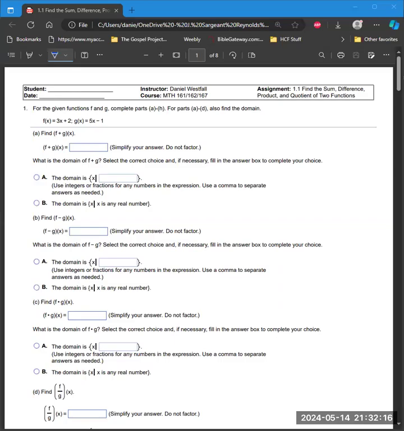In this video, we're going to find the sum, difference, product, and quotient of two functions from 1.1. Let's go ahead and get started.